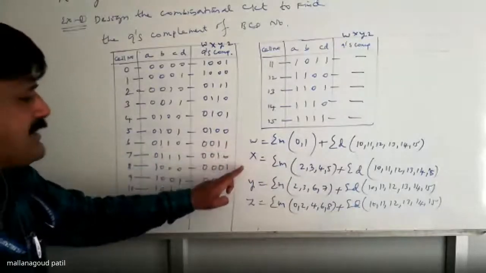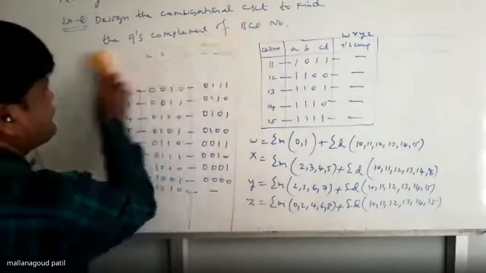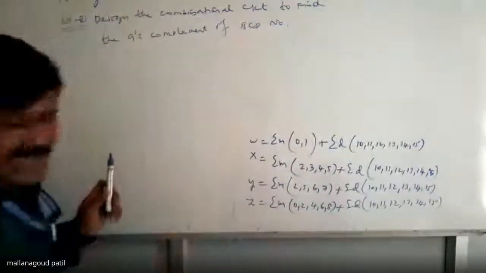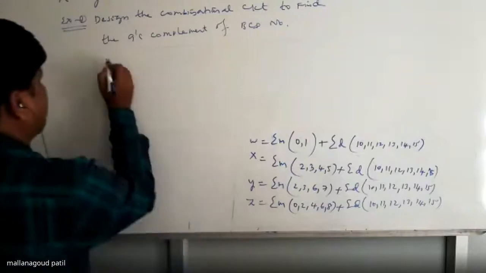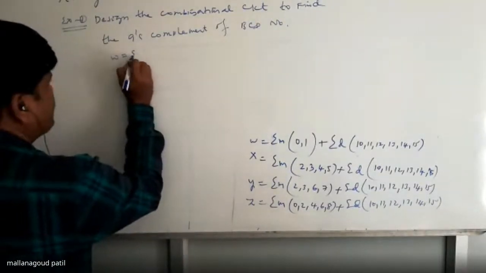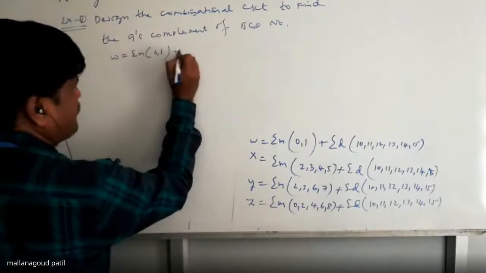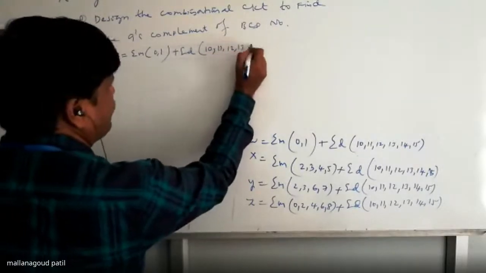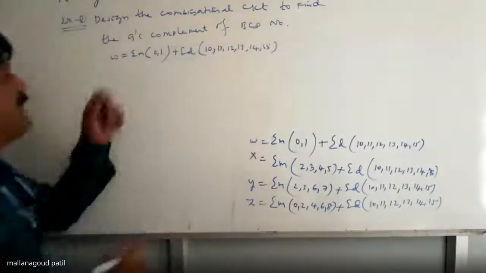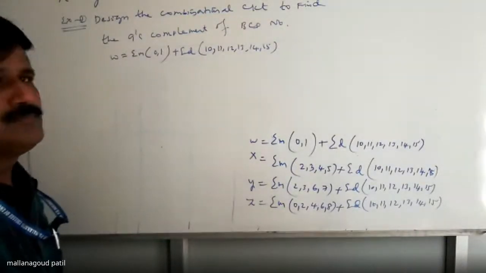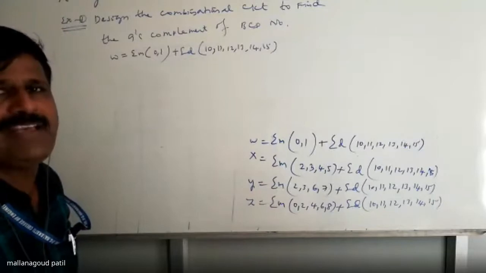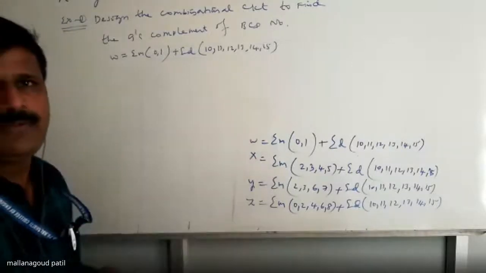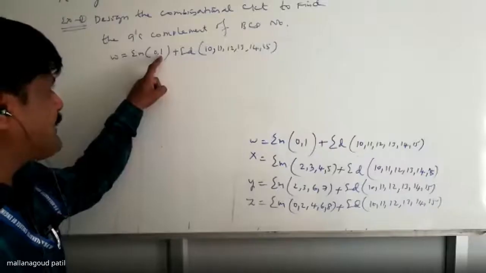Now I can take W, X, Y, Z and design them. It's okay. This table I don't want. Then you design all of W, X, Y, Z. I can take first W equal to sigma M 0, 1 plus sigma D 10, 11, 12, 13, 14, 15. How many bits is W? Number of min terms that exist, you have to conclude. 4 bits. 0 is there, 1 is there, till 15 is there.